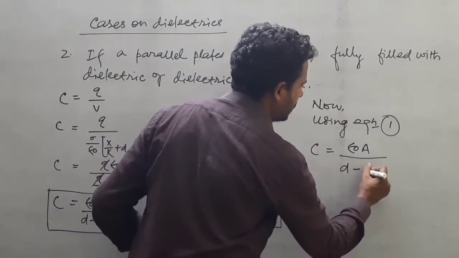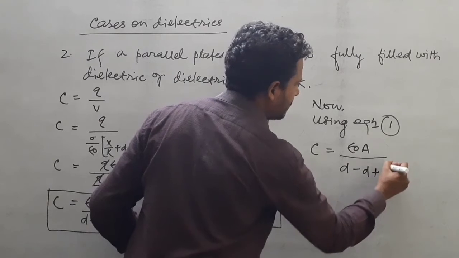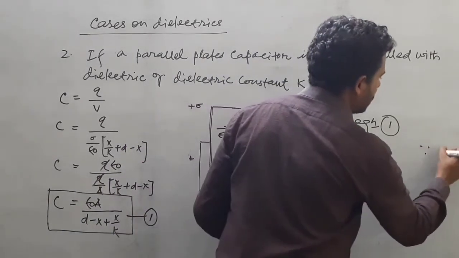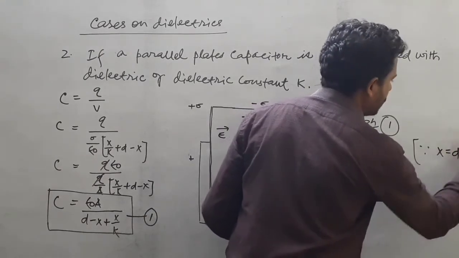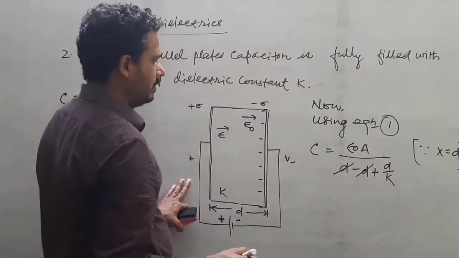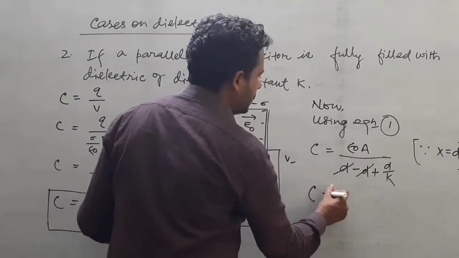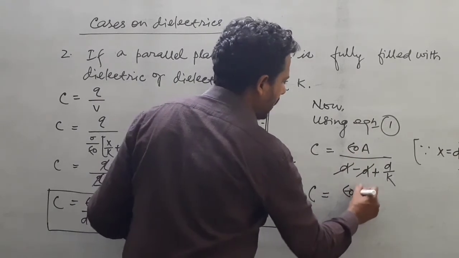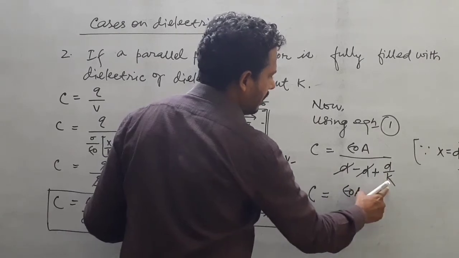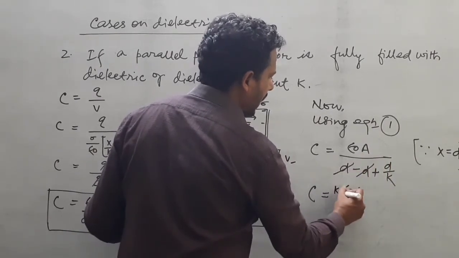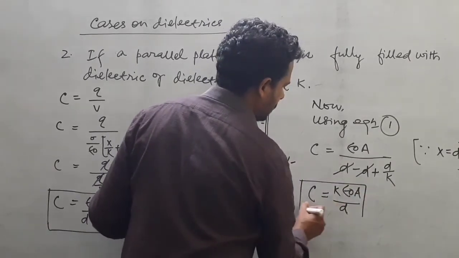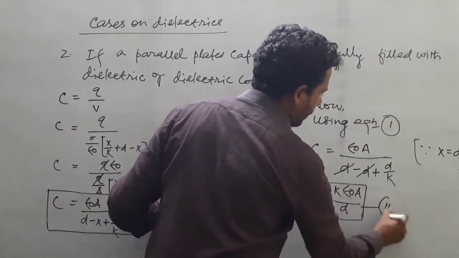So this one is also D plus X by K, that is D by K, because X is equal to D. Use this concept. Accordingly, D and D will be cancelled, and C is equal to epsilon naught A, and see here, the K in the denominator of the denominator comes to the numerator. So K epsilon naught A by D, and this is your result. Say equation 2.